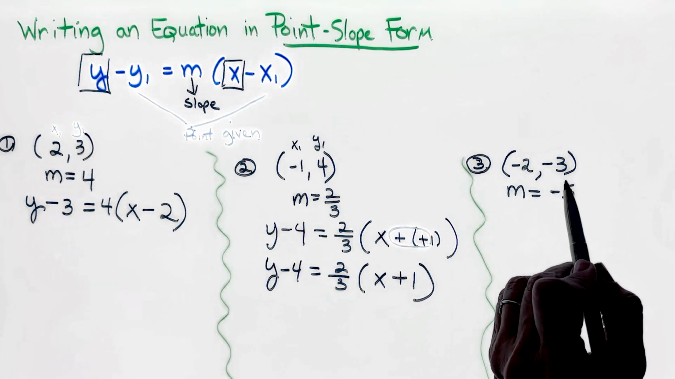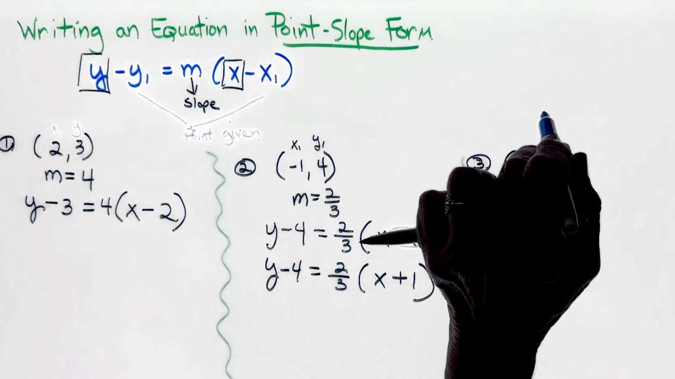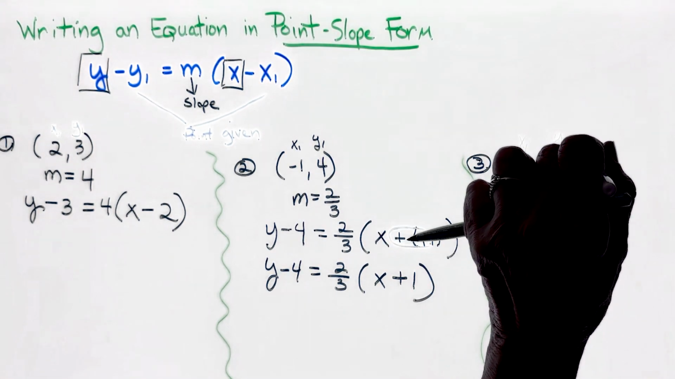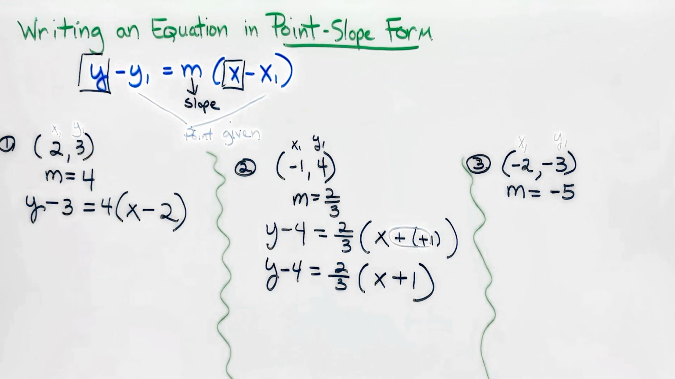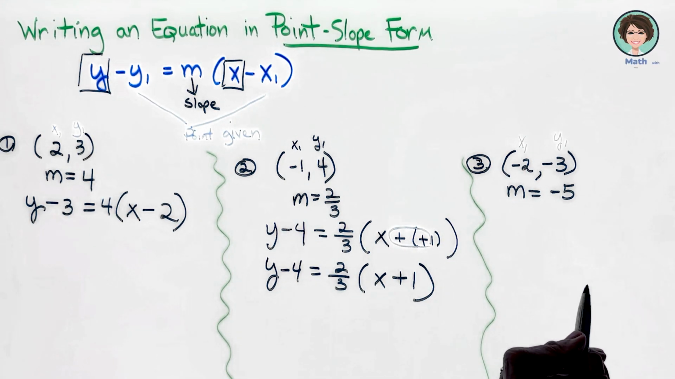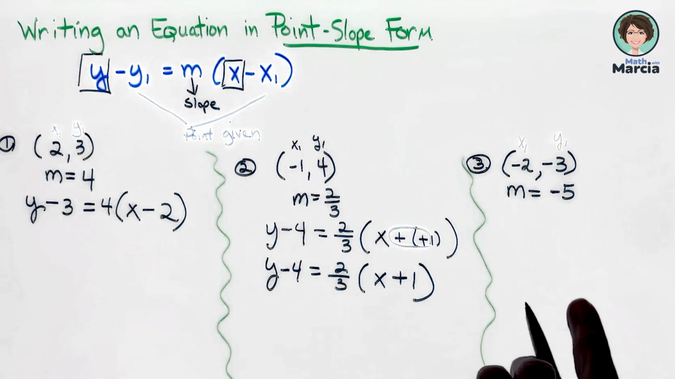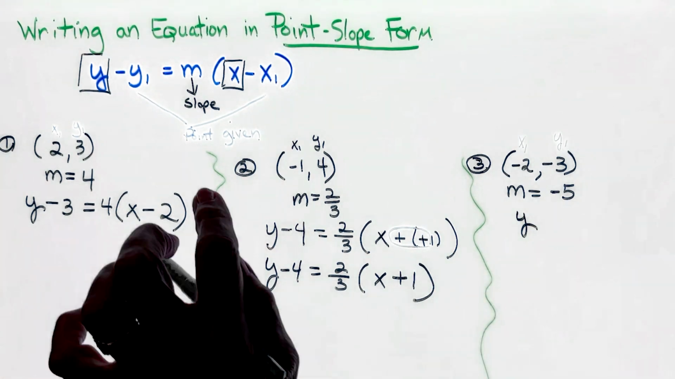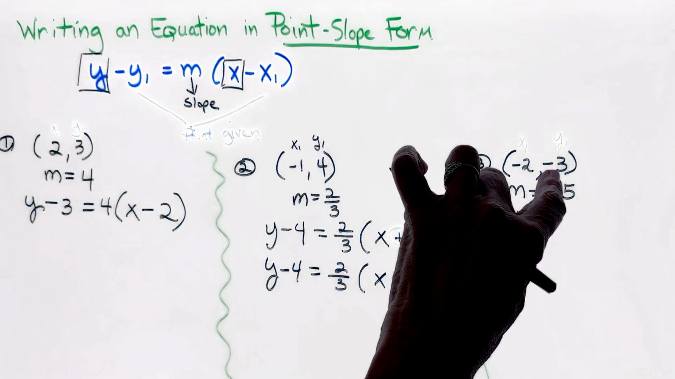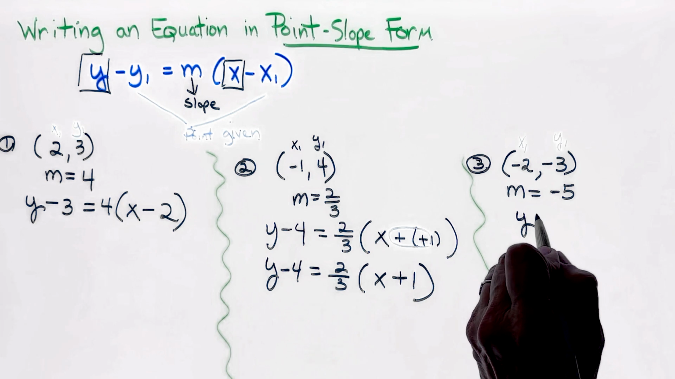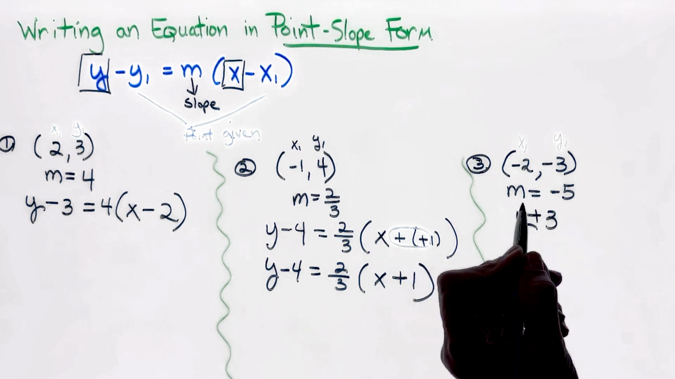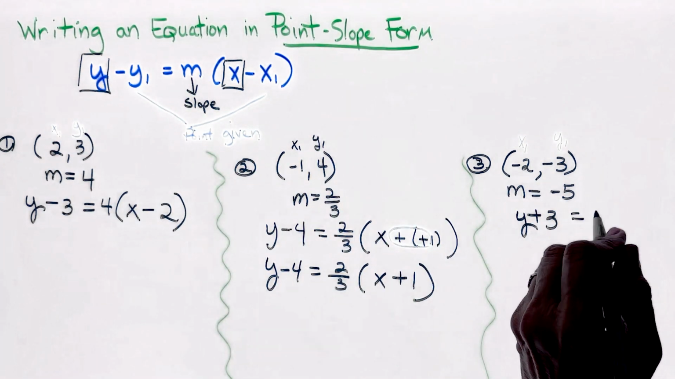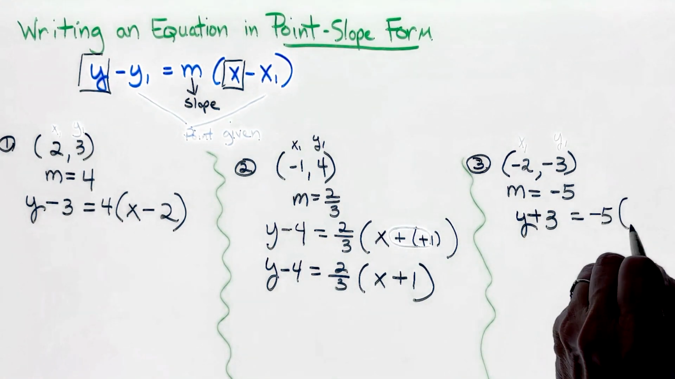And last but not least, here we have x1 is a negative and y1 is a negative and the slope is a negative. So many negatives. Not to worry. We're going to follow this format. So y, and it should be minus, but since y is a negative, I'm going to put plus 3 is equal to, here we put our slope in of a -5 times the quantity.